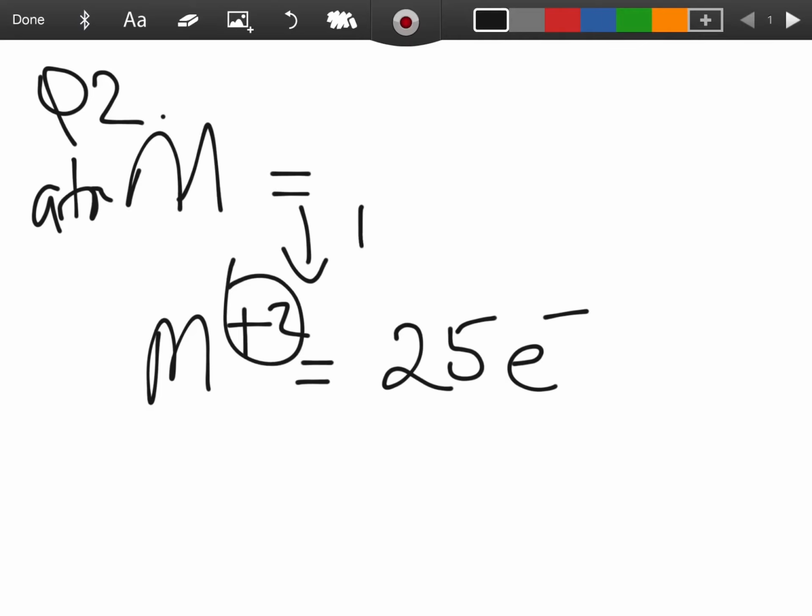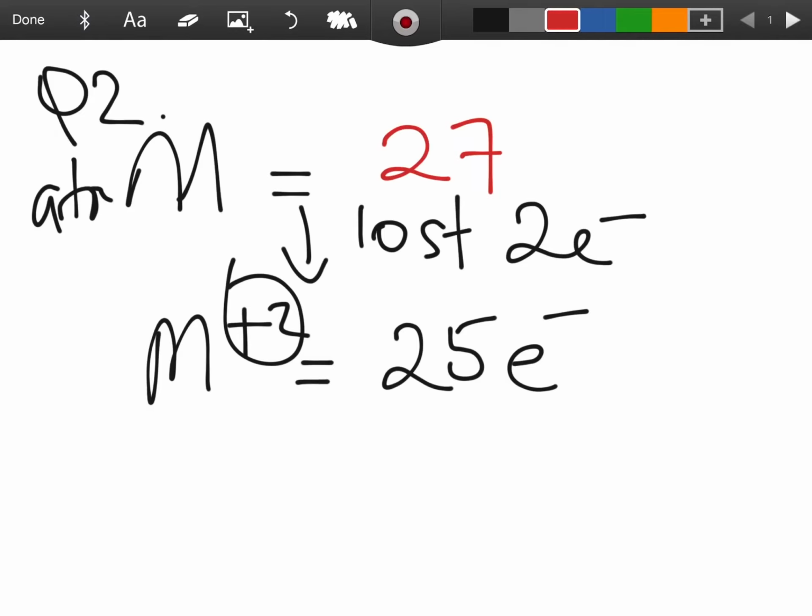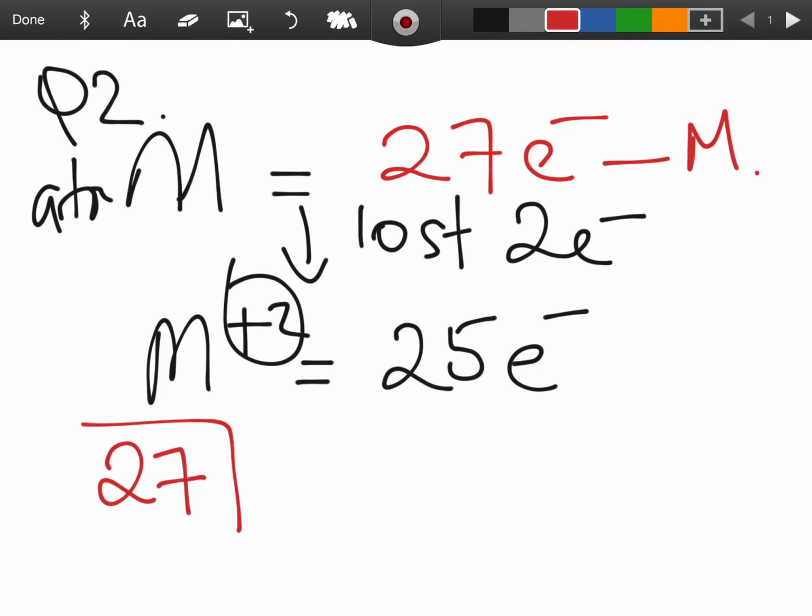Well, it's plus 2, which means what? It means that it's after losing 2 electrons. So originally the atom M must have had 29. So if it's lost 2 electrons, originally it had 27 electrons. Okay. So you were asked for the number of electrons, the atomic number, of the M. So that would be the atomic number of M.